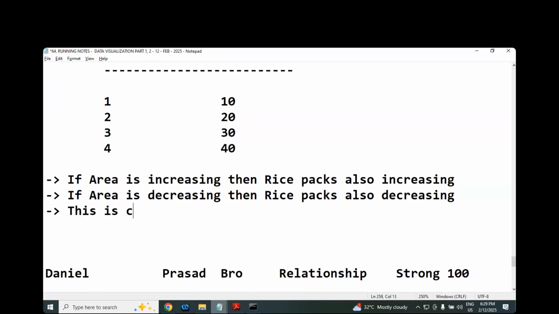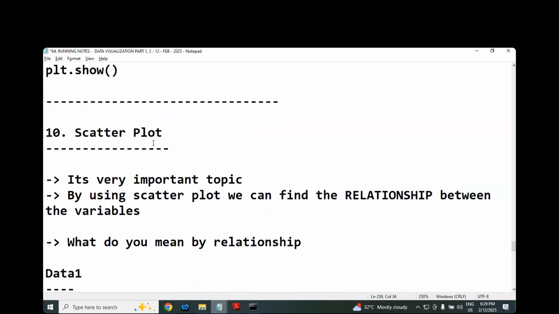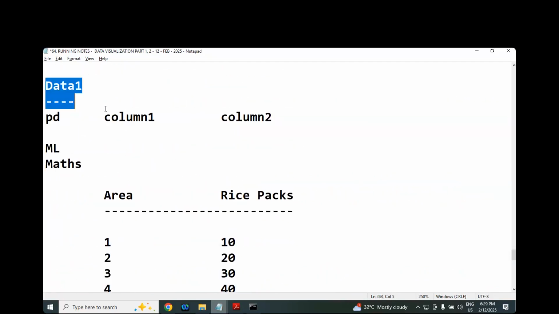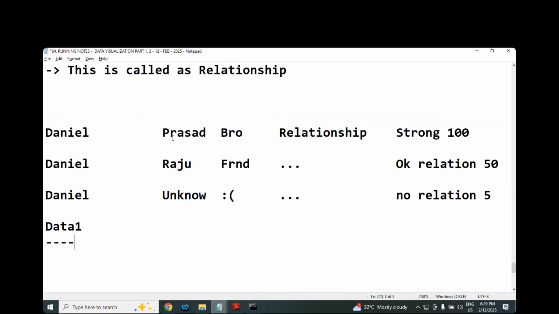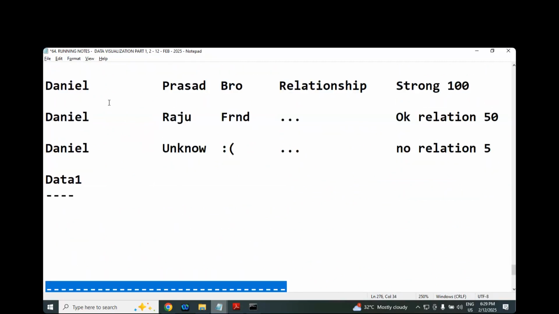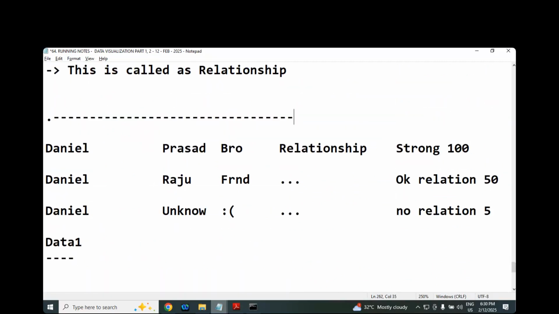This is called a relationship. Both columns have a relationship with each other. Okay. Now if you want, let me take one more data. ఇంకొక డేటా తీసుకుంటాను చూడండి, మీకు ఒక ఐడియా వస్తుంది. Yeah, you will get an idea.